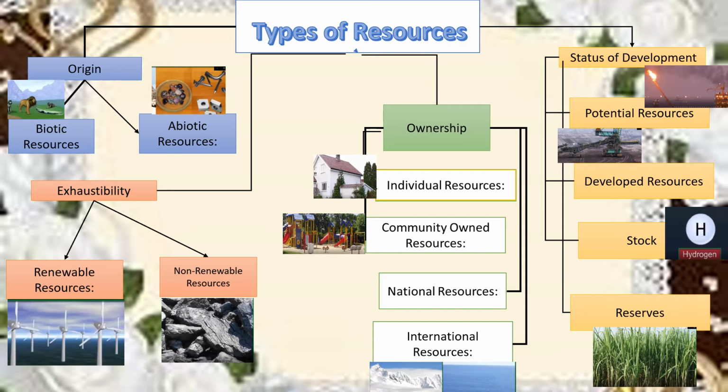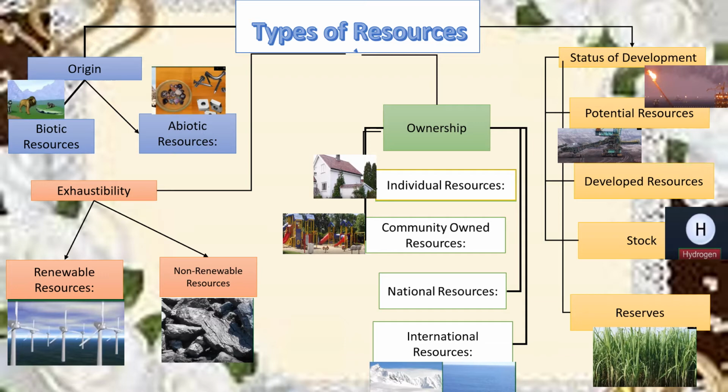The next category is based on exhaustibility. This is further divided again into two, renewable and non-renewable. Renewable resources are those resources which can be renewed or reproduced by physical, chemical or mechanical process. For example, solar and wind energy, water, forest and wildlife. Non-renewable are those resources which cannot be reproduced and which take millions of years to reproduce. For example, minerals or fossil fuels.